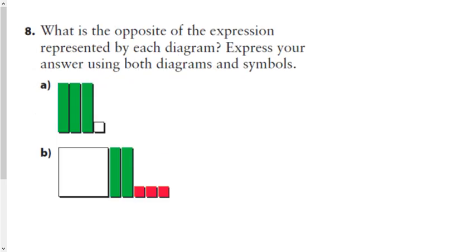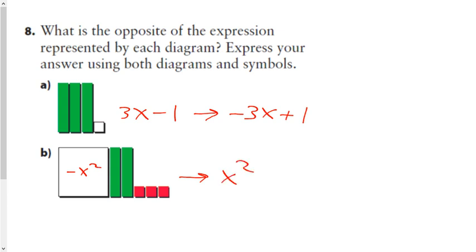Question 8, what's the opposite of each expression? If I wrote what this expression was, it would be 3x minus 1, and its opposite would be negative 3x plus 1. The opposite of this, since this is negative x squared, its opposite would be positive x squared. The opposite of positive 2x is negative 2x. And the opposite of positive 3 is negative 3.